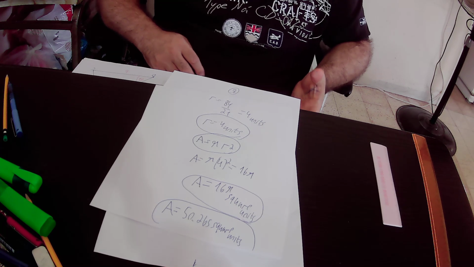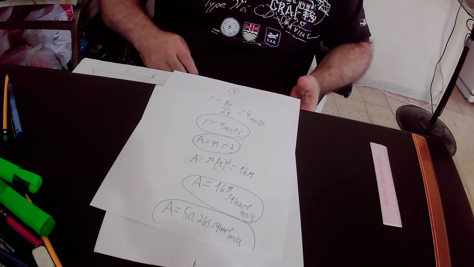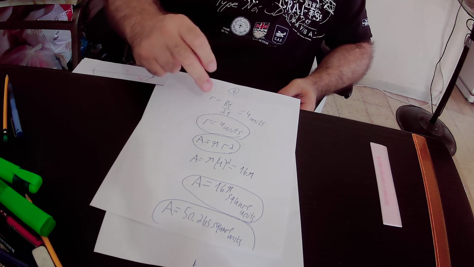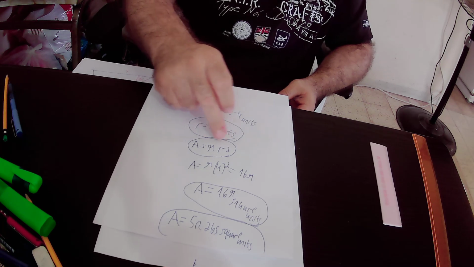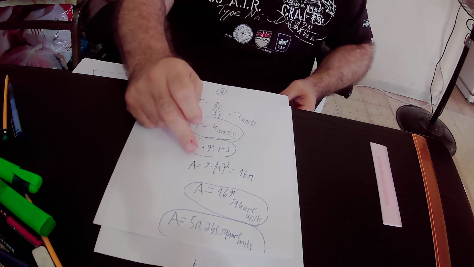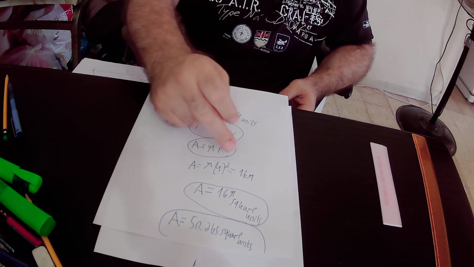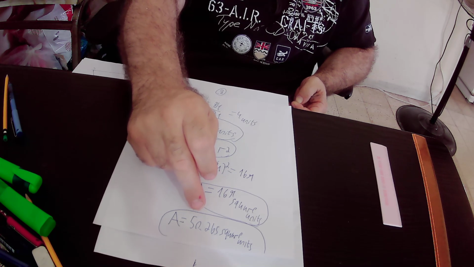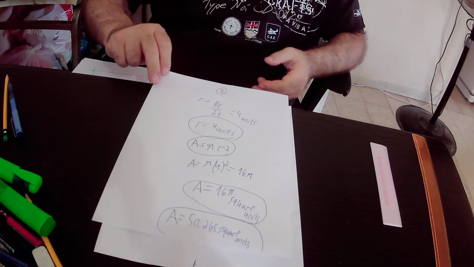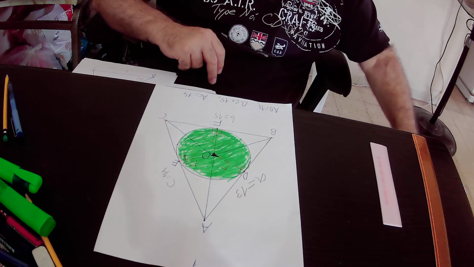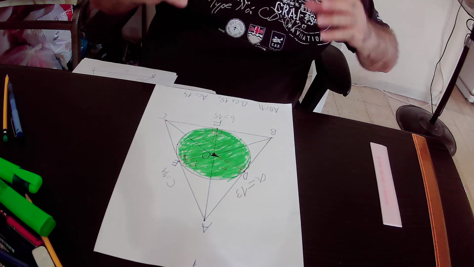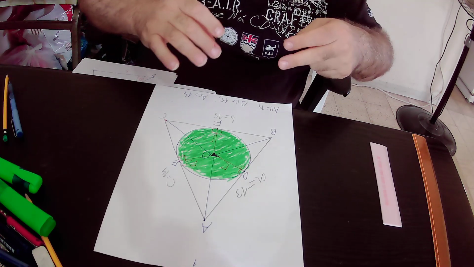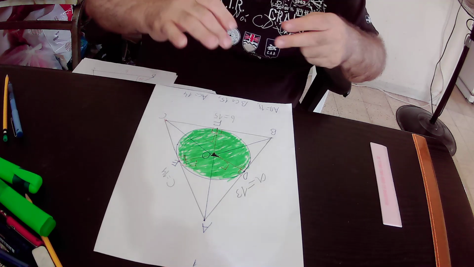And then we know that the area of any circle equals pi times the radius squared. So we know that R equals 4 units, so we can substitute R by 4 in this formula, and we found out that the area of the green circle equals 16 pi square units. So in terms of numbers, the area equals 50.265 square units. Okay, so this was the first method to find out the radius and the area of the green circle.